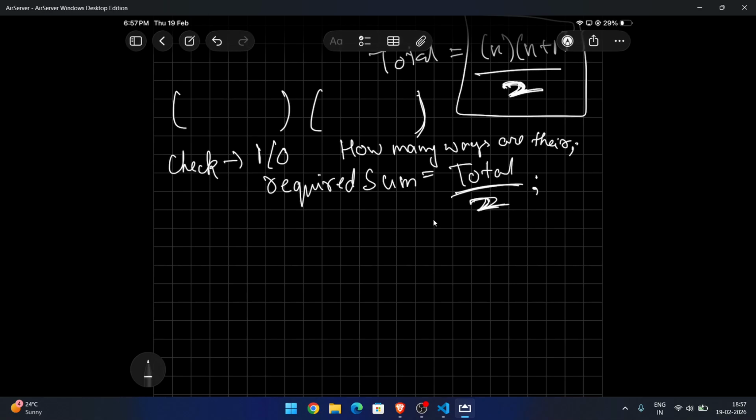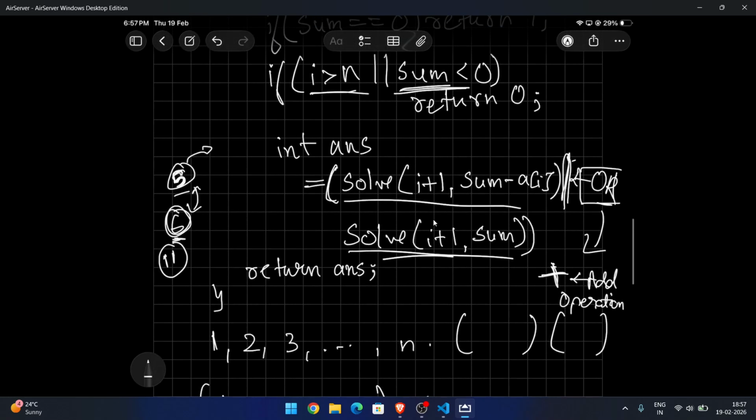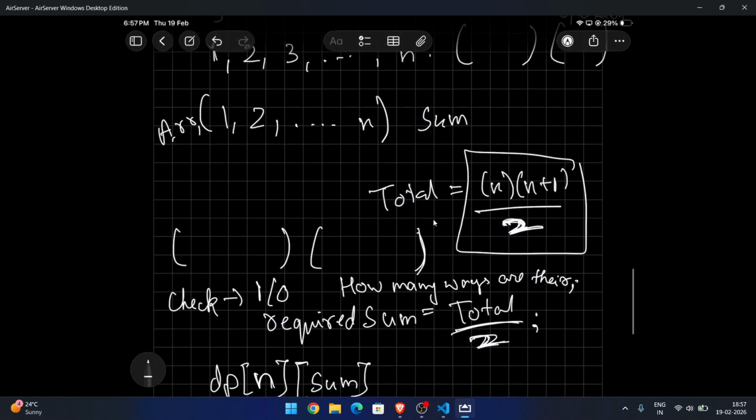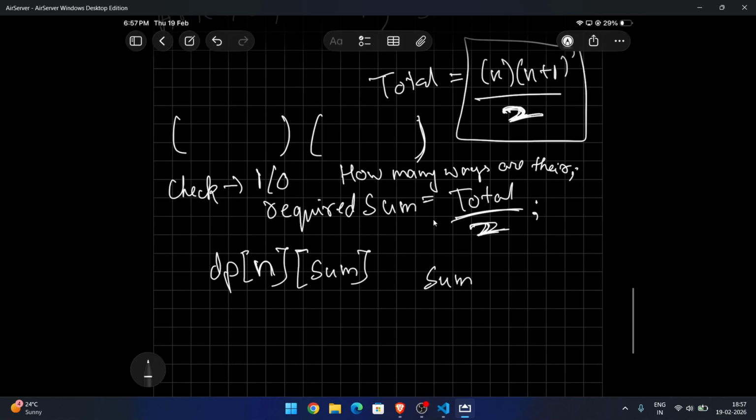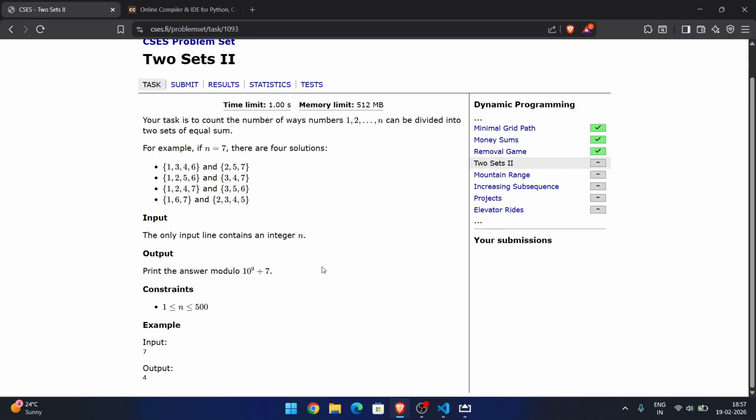Okay, so what would be our DP? First I can go till n, and then the required sum. Okay, because we are also considering that in our state of DP. So sum can go from n times n plus 1 by 2 divided by 2. So actually our max sum is n times n plus 1 by 4. Okay, so it would be n to the power 3. Here n is given as 500.